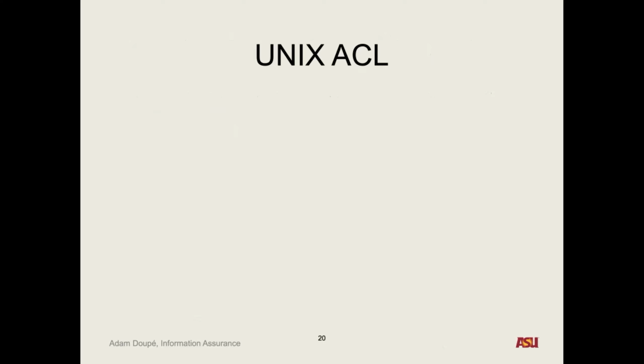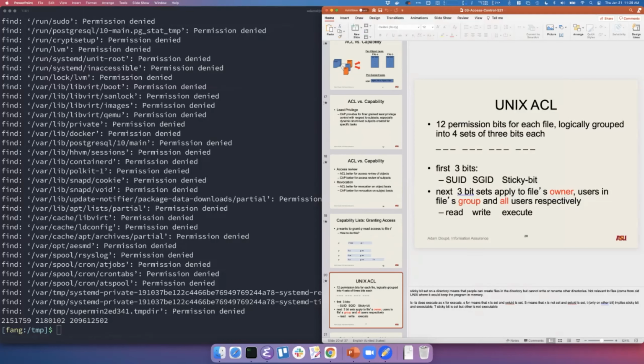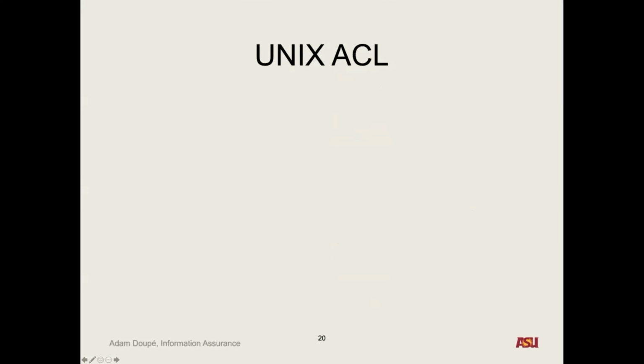Now we get to the Unix access control model, so we can actually see how this works. Okay, so now we need to put on our implementation hat. With our access control model, actually, we'll go back here, and let's go back to our model.